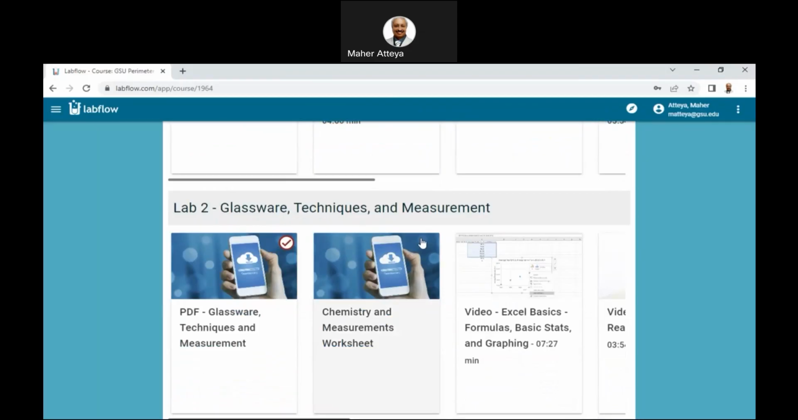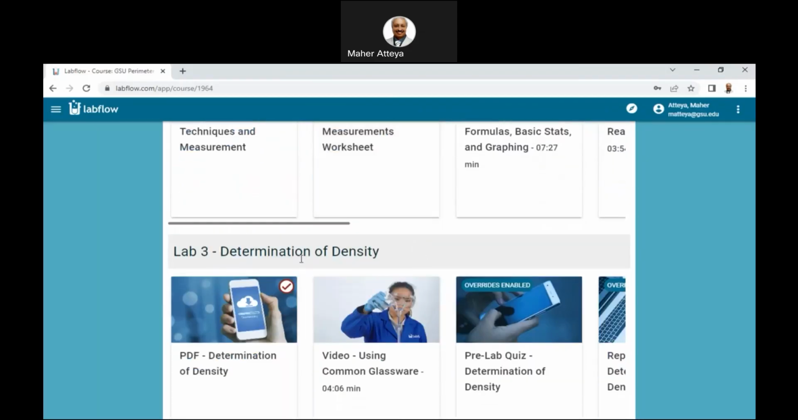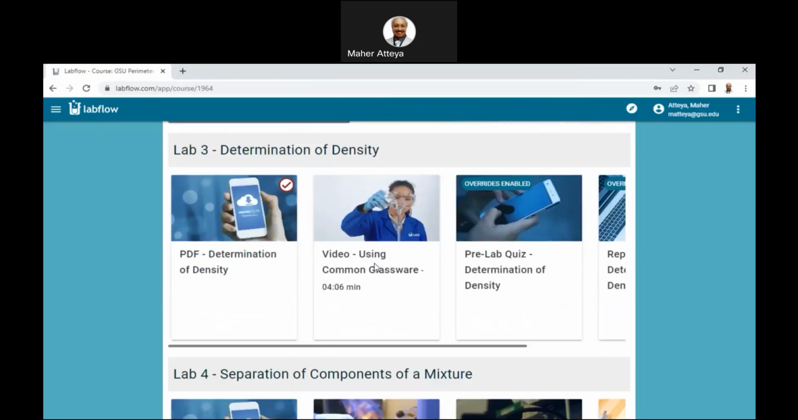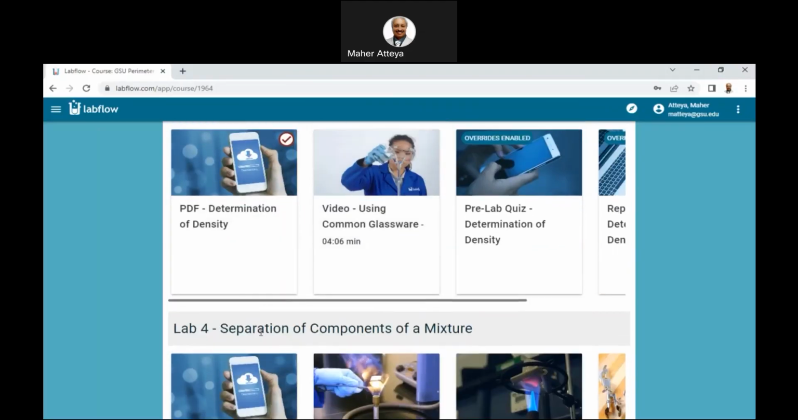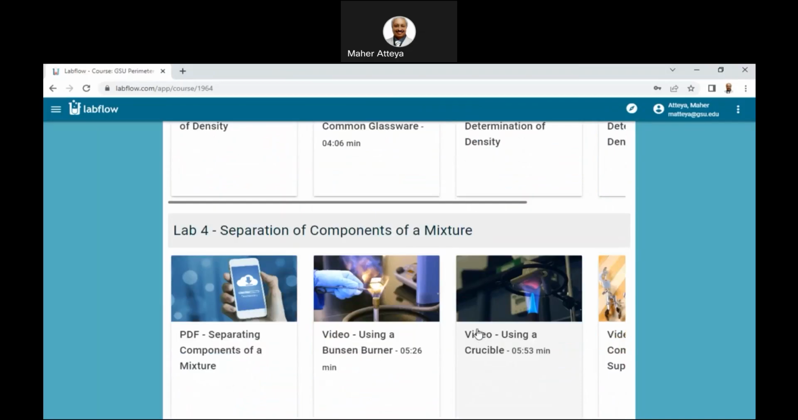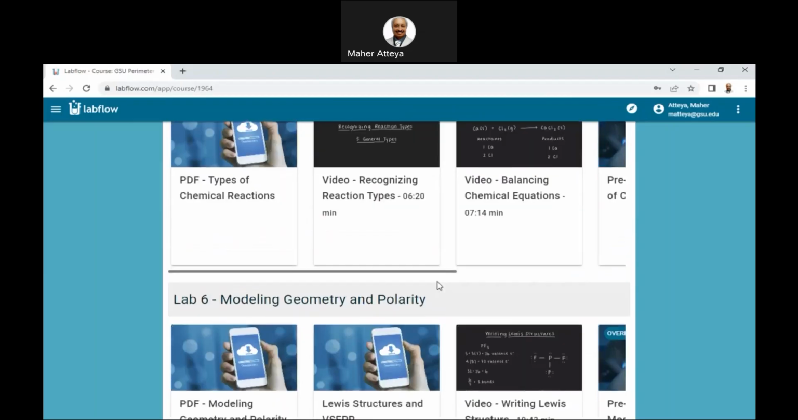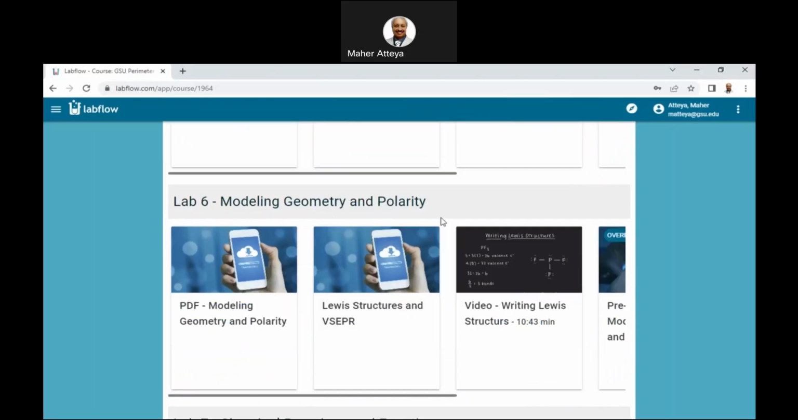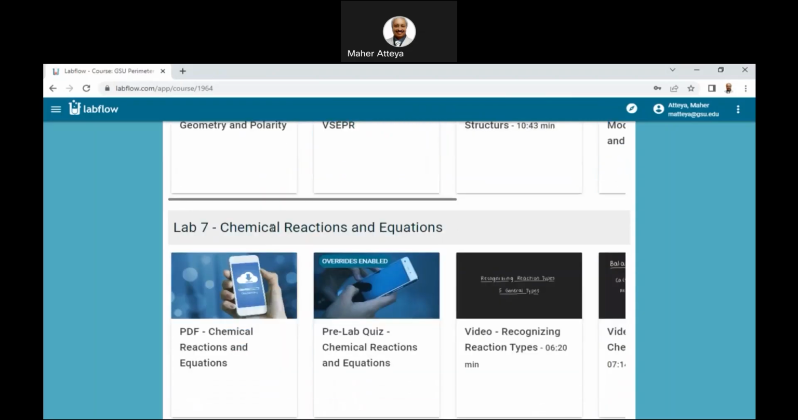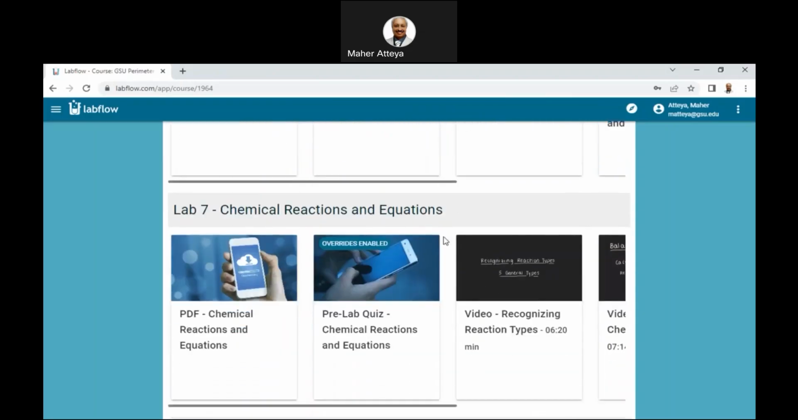Lab 2, techniques and measurements. Lab 3, determination of density. Lab 4, that's the lab we'll be working on to get the lab report, because I was asked how to get the lab report of this lab, which is a lot of calculation. Lab 5 is types of chemical reaction. Lab 6, modeling geometry and polarity. Lab 7, chemical reaction and equations.